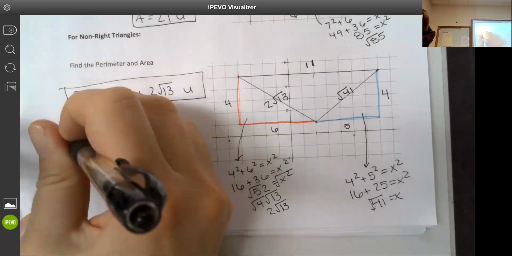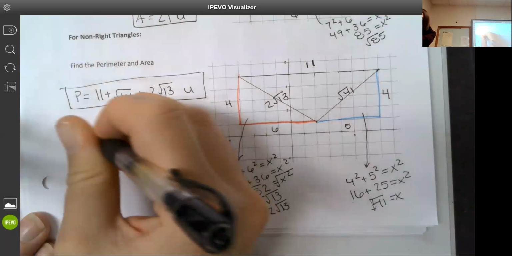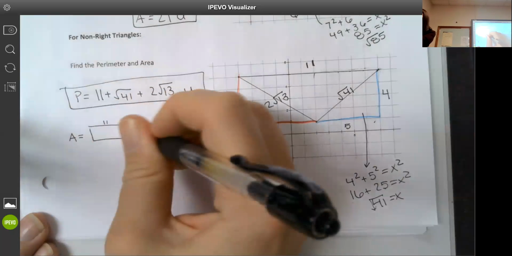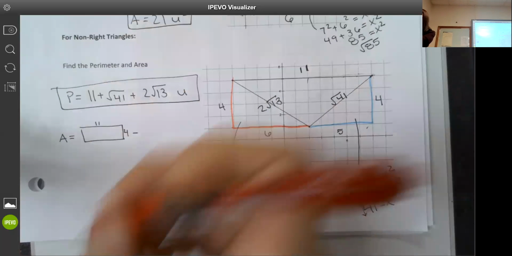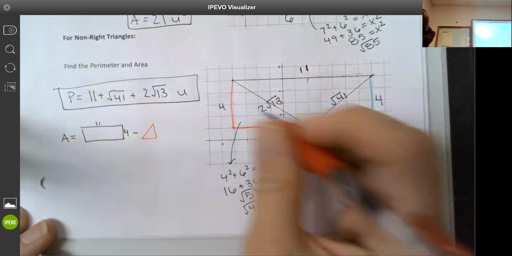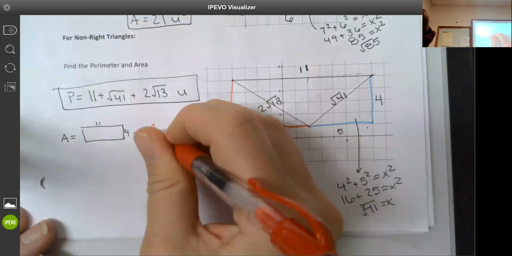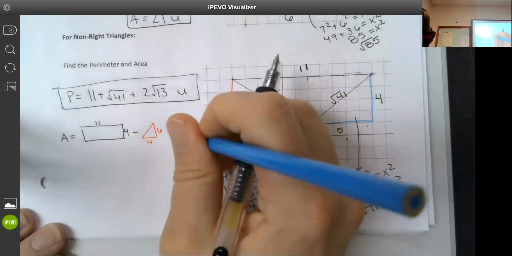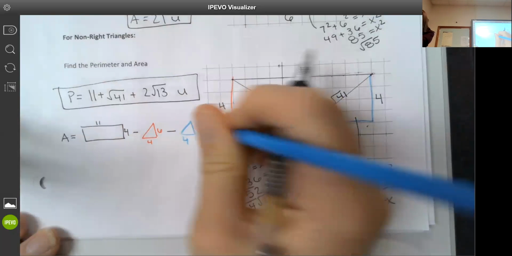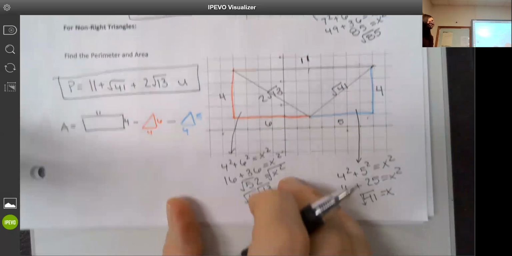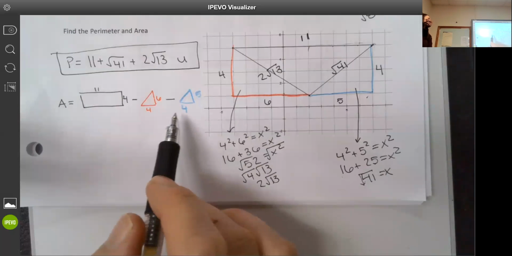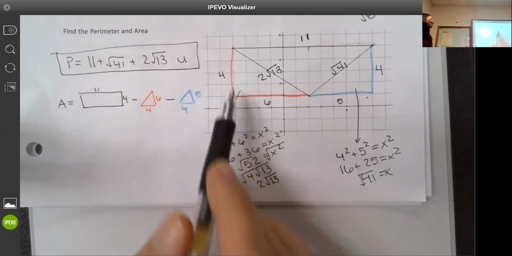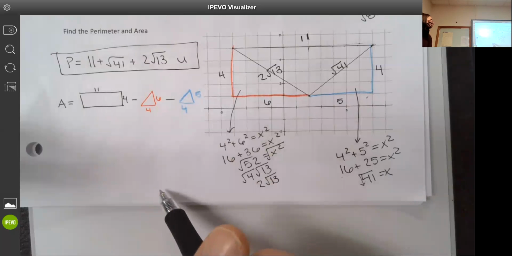For area, we're going to go back to what we did before. I have an 11 by 4, and from that, I'm subtracting. Now this time it's different because I don't have 2 of the triangles. I have 1 red, which is 4 and 6, and then I have a blue, which is 4 and 5, which means I may end up with a decimal. I don't here because it's going to divide evenly. But when I'm subtracting a single triangle and taking half of the base times height, I might have decimals, and that's okay.